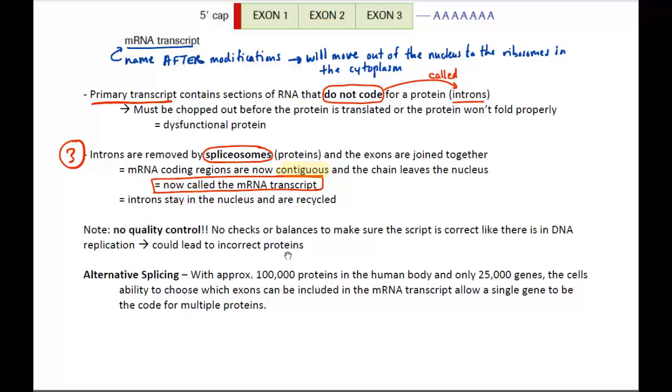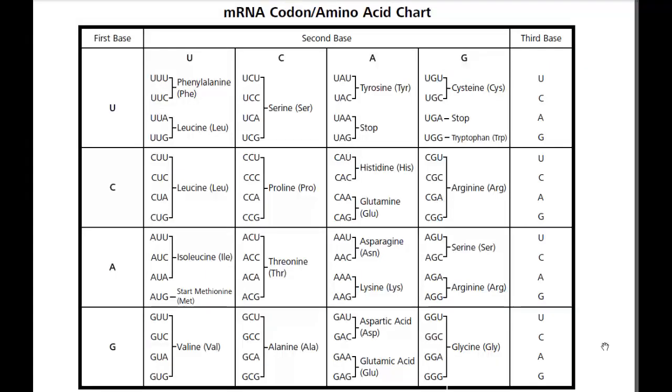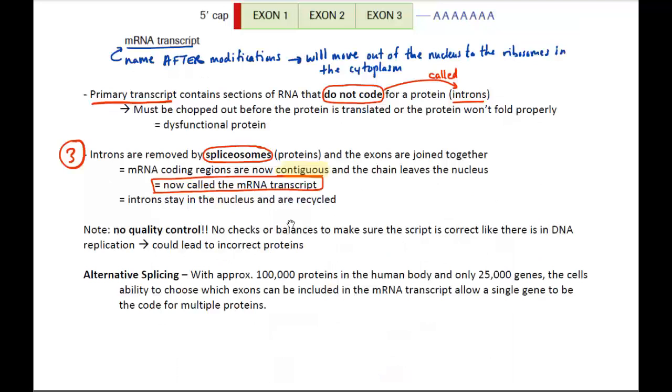Plus, if you remember what I showed you yesterday, when you're looking at the codon chart, the third base in the codon triplet is way less important than the first or second. So if there's a mistake in the third, you may not even change the amino acid. In most cases, the amino acid stays exactly the same. So there might not even be a problem. So no quality control the way that we have it in DNA, but it doesn't lead to the same issues. And those proteins might end up being temporary. It's not a permanent mutation.